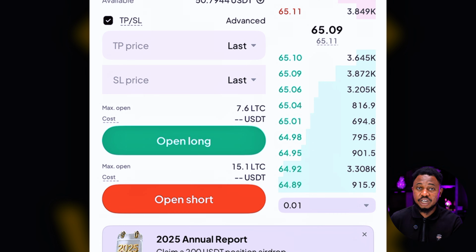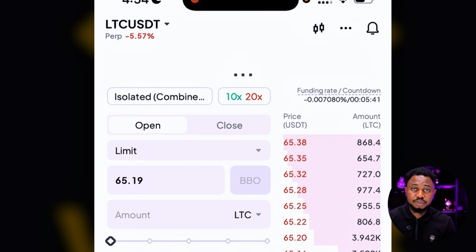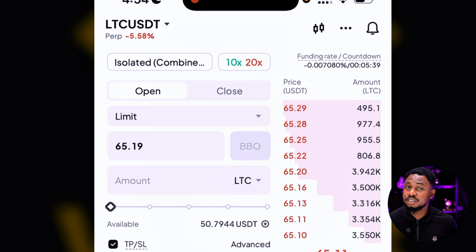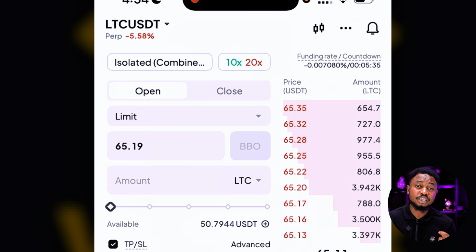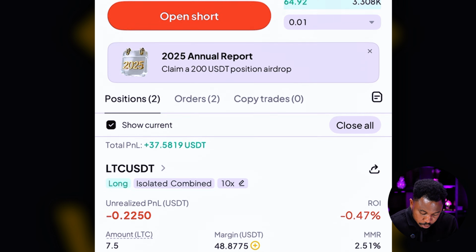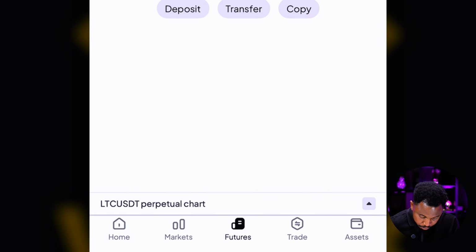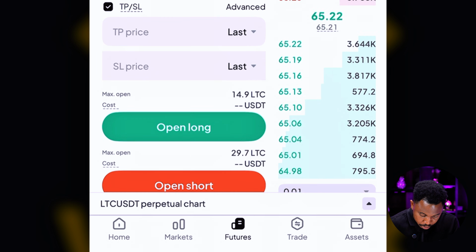Now let's go over to the chart and let me show you how you can basically calculate your leverage. Because if you look right here, I entered with a 10x leverage, but I didn't calculate if that's the right amount for me to enter a trade with. So let me show you how you can actually calculate the right leverage to enter a trade with. So I'm just going to close this trade for the sake of this video. And this trade is closed.